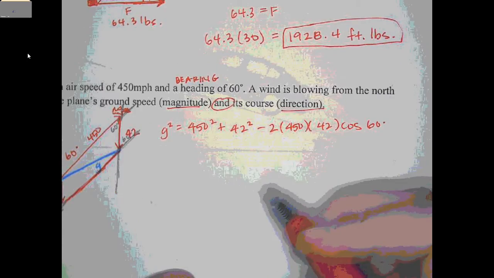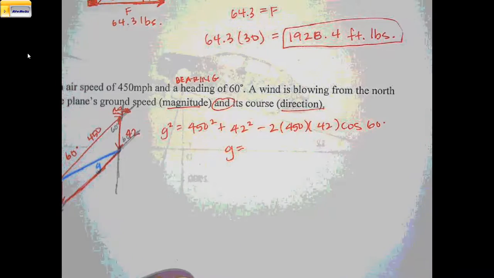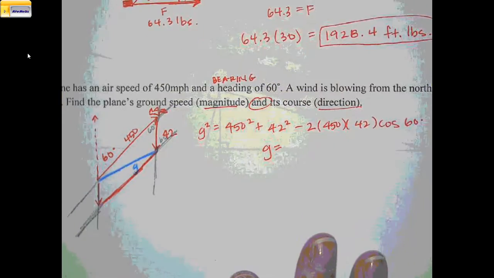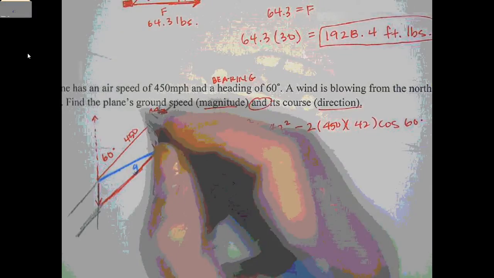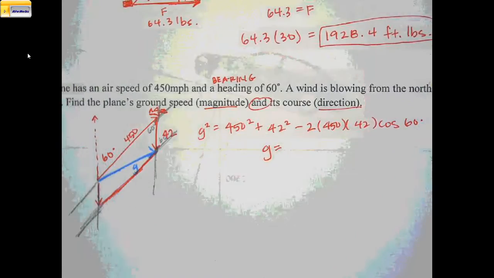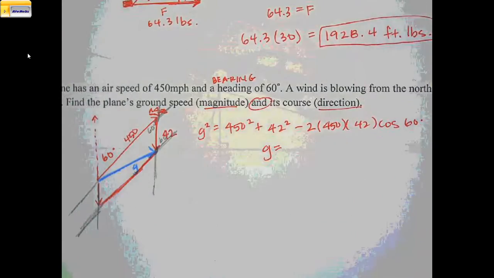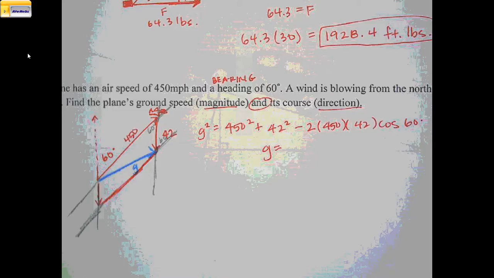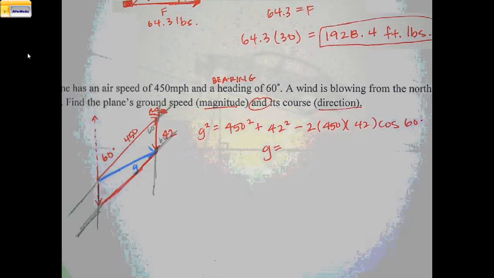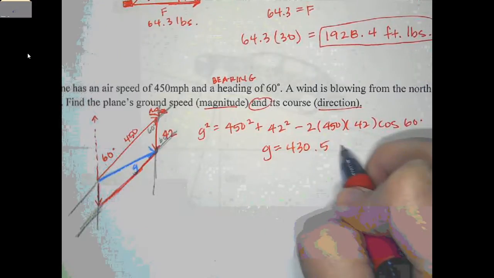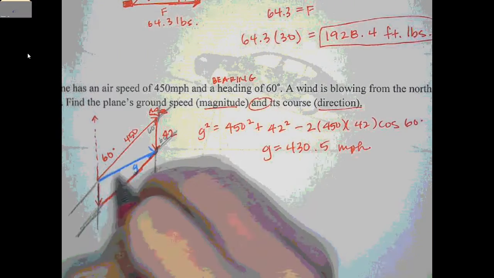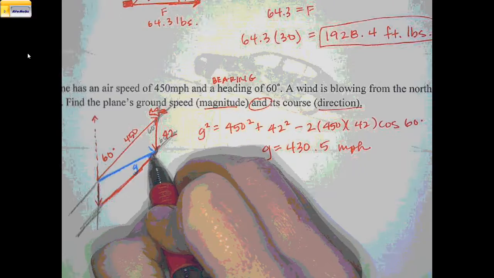You've got a calculator, type it all in. Don't forget to do the square root. Sammy, let me know what you get when you get there. What do you think? Yep, 430.5. And that's miles per hour. So that's how fast that plane can go now, because the wind is affecting it.